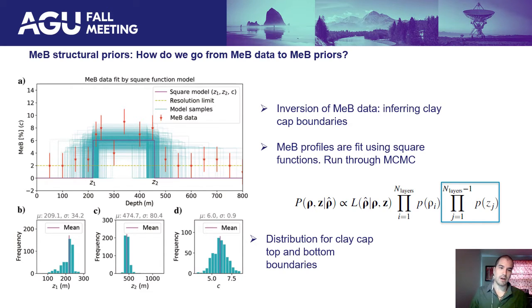Once we have estimated, using a Bayesian framework, the distributions for those parameters, which are the ones I'm showing in the histograms at the bottom, we use those distributions of the most probable location of the top and the bottom of the clay cap, given the methylene blue data. And those are the ones that we then use in our Bayesian framework as a structural prior, or prior information based on the methylene blue data.